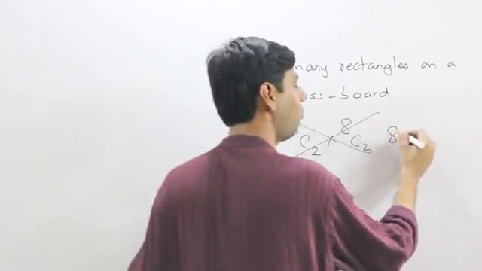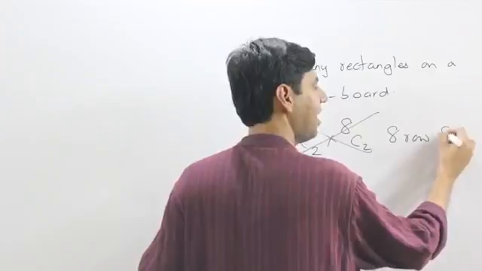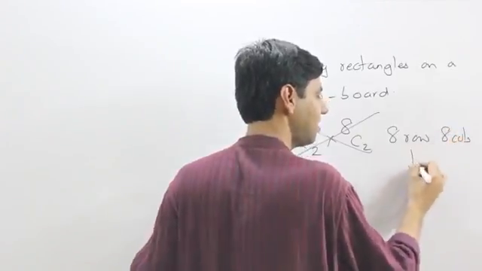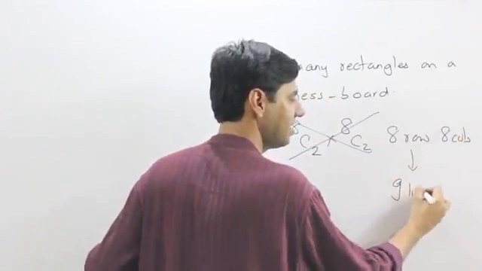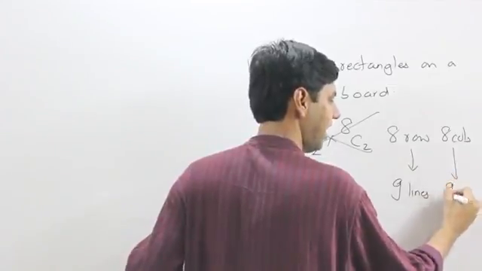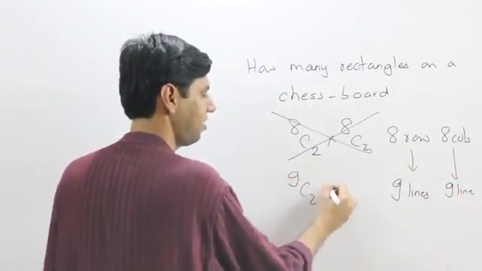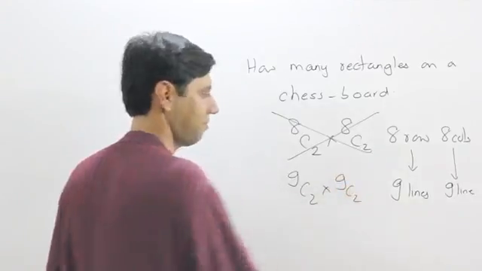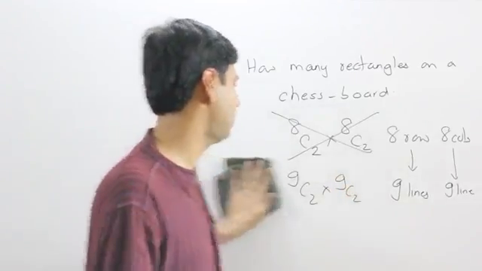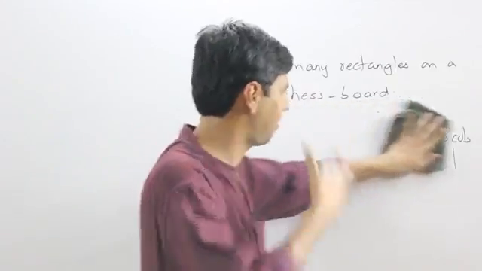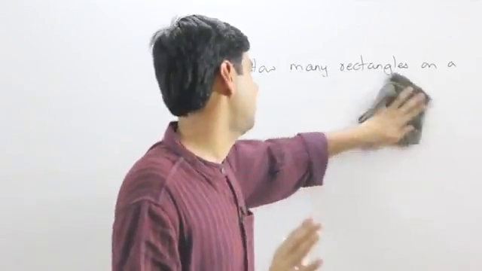There are 8 rows and 8 columns, and 8 rows and columns result in 9 vertical lines, and 9 horizontal lines, or so on. So the answer to this question is going to be 9C2 into 9C2. I hope you have got the correct one. So don't make a silly error over here just because you got confused with the rows and the lines.